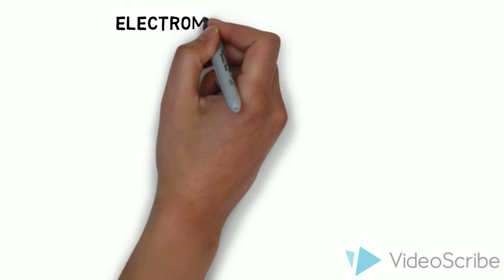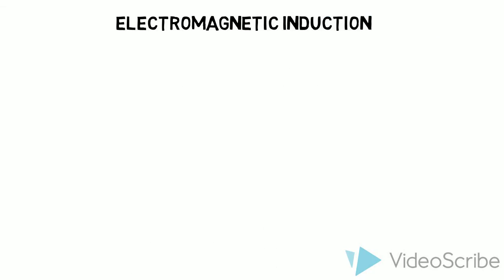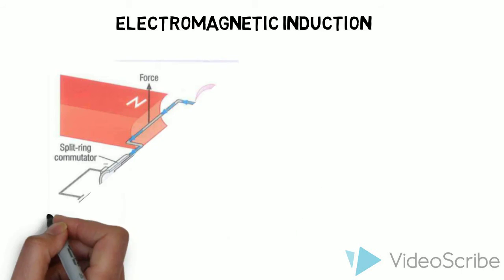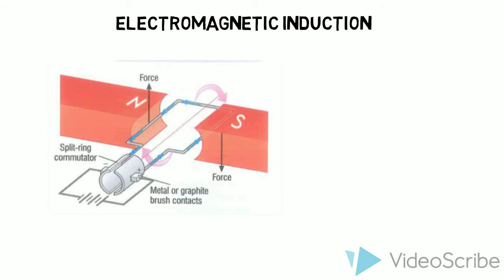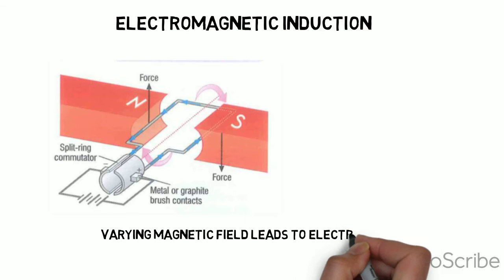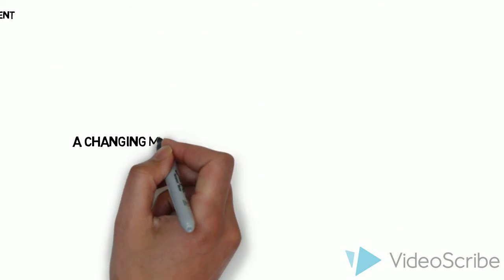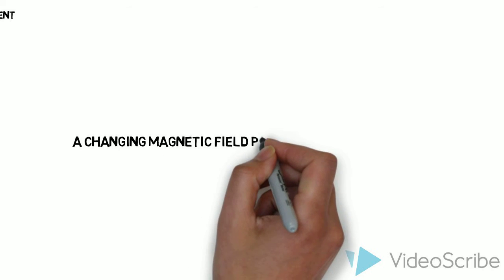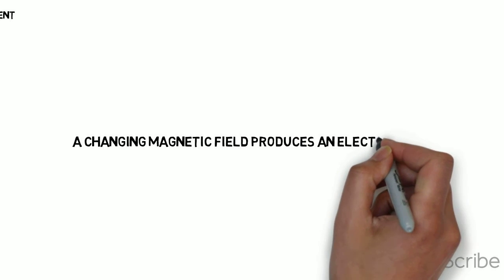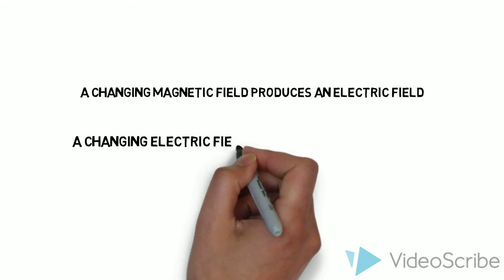Alternatively, and more usefully, we are able to convert a changing magnetic field into an electric field and therefore electrical energy through the process known as electromagnetic induction. Basically, this shows that a conductive loop in a varying magnetic field results in the creation of electric current. The most important takeaway is that a changing magnetic field produces an electric field, and a changing electric field produces a magnetic field.